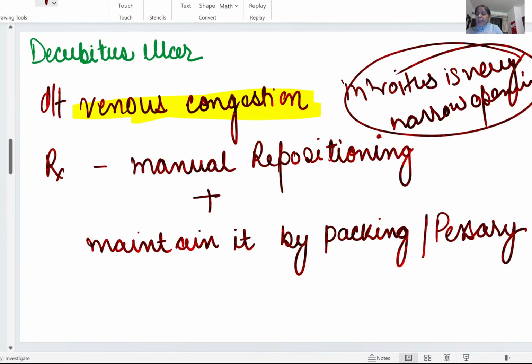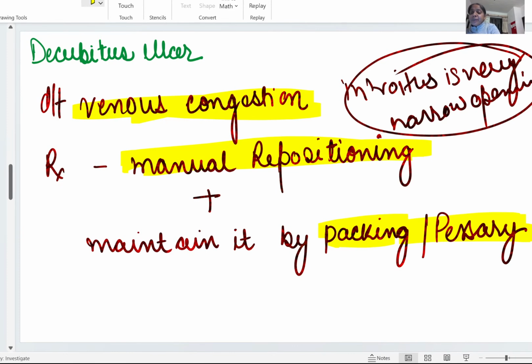We have to manually reposition it. And how will we maintain that reposition? With the help of packing or pessary. Okay? With the help of packing or pessary. That was all for today.